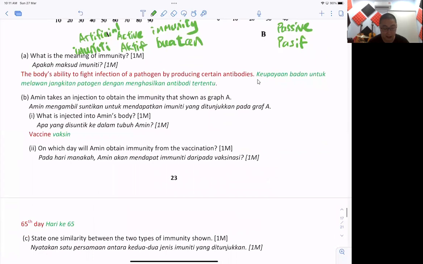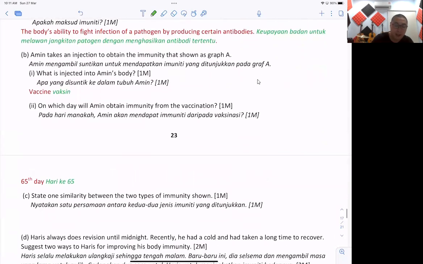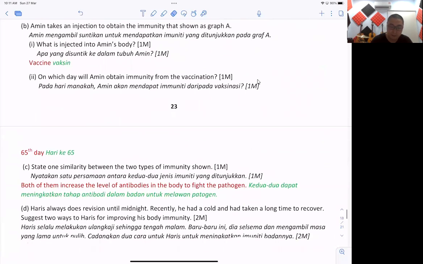Now, state one similarity between the two types of immunity. This allows you to fight the diseases or to fight the pathogen. So I think the keyword is here: melawan pathogen. Pause the video if you want to copy it.